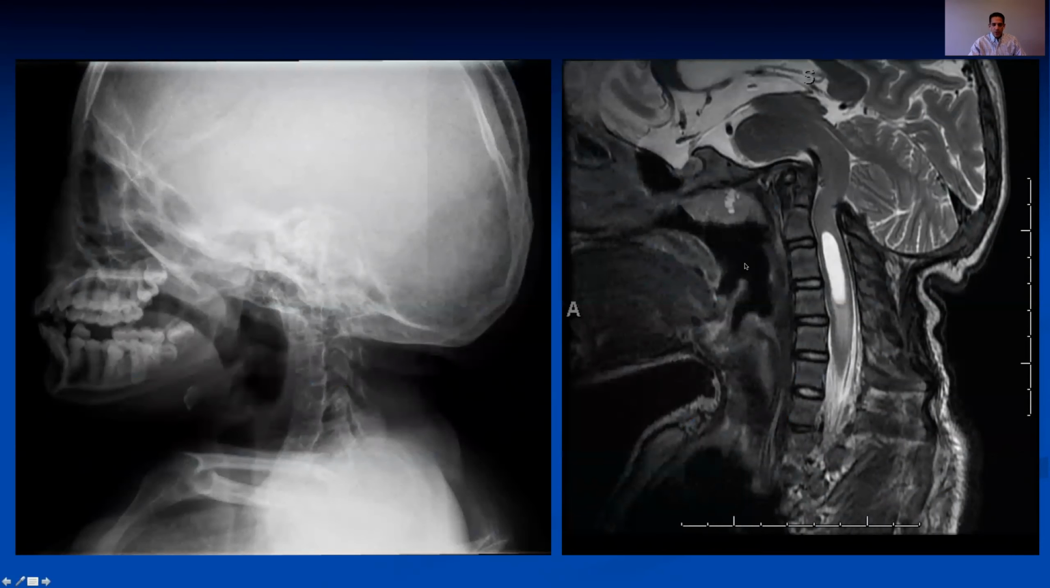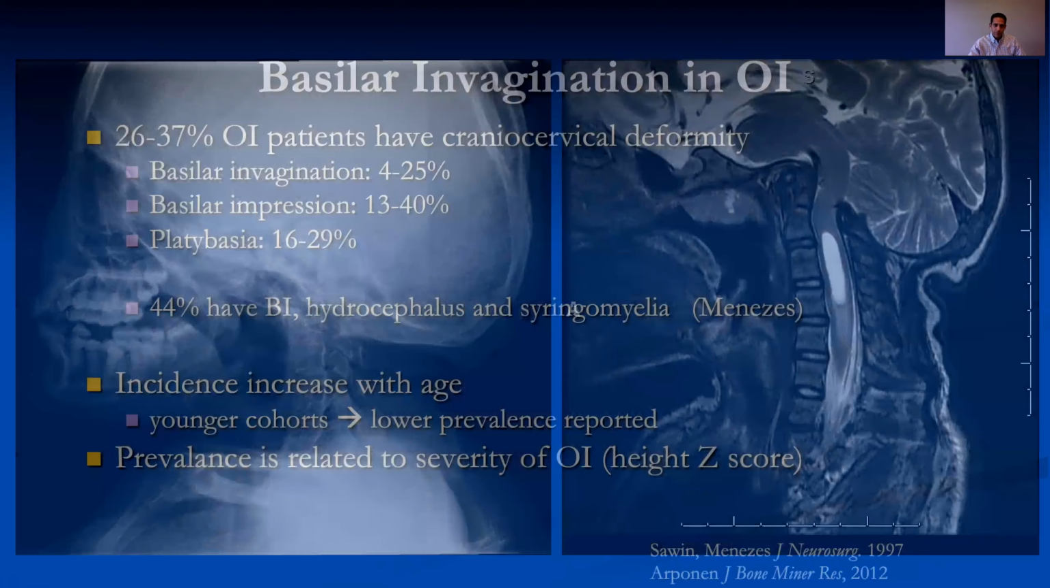So the X-ray on your left shows platybasia, or flattening of the skull base, and the MRI on your right shows the odontoid, which is this peg, impacting into the brainstem. Normally, this does not look like a question mark. Normally, it's quite vertical. And here's the cerebellum. But most importantly, this signal intensity here shows a syrinx in the upper spinal cord. And that's from a cerebrospinal flow disruption because of all the compression. But these are the more severe forms of basilar invagination.